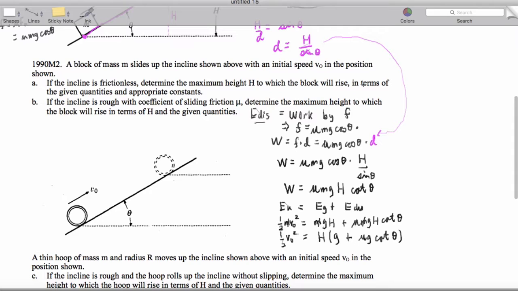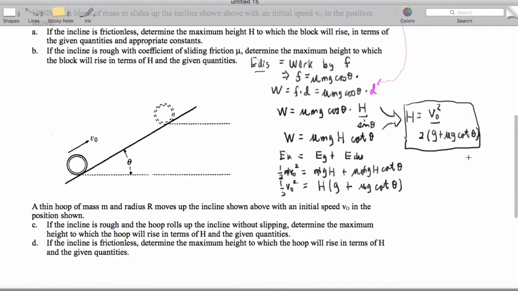So overall, let's go ahead and now we'll isolate h up here. When we solve all of this, what we'll see is h equals v naught squared over 2 g plus mu g cotangent of theta. And that is our answer to part B.